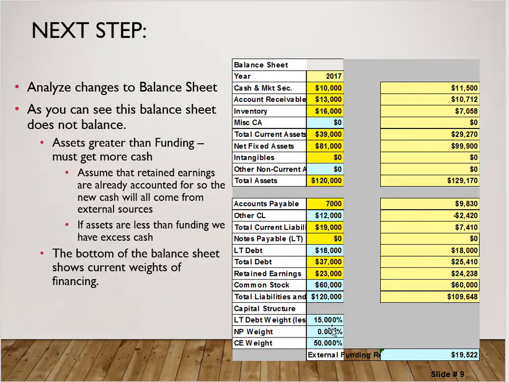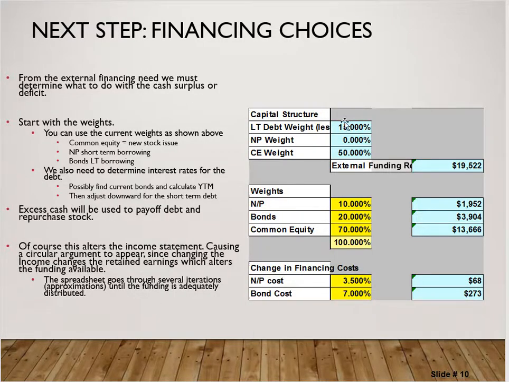If you note here, the capital structure looks at long-term debt, notes payable, and common equity weight. Now, this percentage of common equity is common stock because, as you remember, retained earnings already includes the increase in retained earnings, which is already incorporated into our numbers. So again, here's our current capital structure, the amount of money we need.